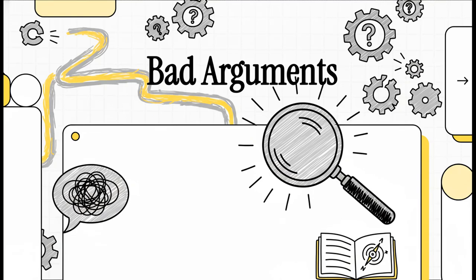All right, let's get into it. Today we're building a kind of field guide, a survival kit for navigating the really messy world of bad arguments. This is all about giving you the tools to spot flawed reasoning so you can handle any debate with a little more confidence and a lot more clarity.